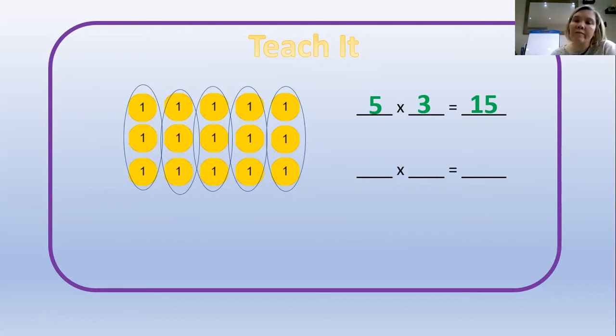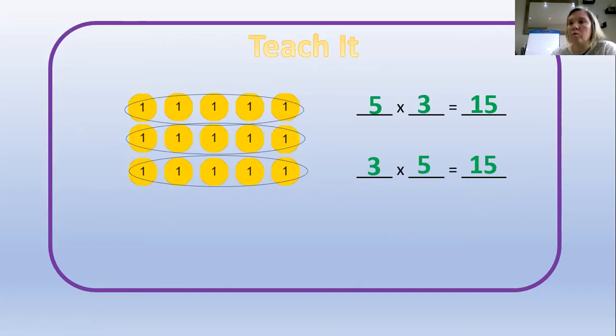If we've got 5 times 3 equals 15, what other array have we got here? We've also got 3 times 5, because we've got 3 groups and each of those groups has got 5 counters in. So we know that not only does 5 times 3 equal 15, we know that 3 times 5 equals 15.